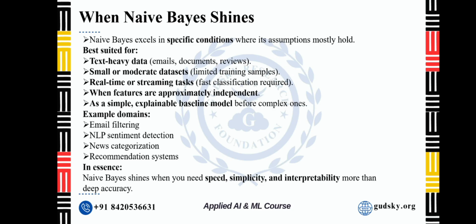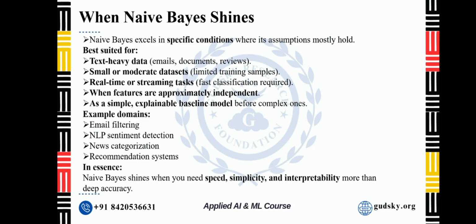So it is used across all these domains: email filtering, NLP sentiment detection, news categorization, and recommendation systems. In essence, naive Bayes shines when you need speed, simplicity, and interpretability more than deep accuracy.